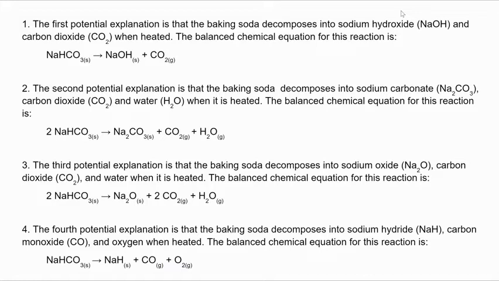It could turn into sodium hydroxide and carbon dioxide gas, or it could turn into sodium carbonate, carbon dioxide gas, and water, or sodium oxide, carbon dioxide gas, and water, or finally it could turn into sodium hydride, carbon monoxide gas, and oxygen gas. Your job is to use stoichiometry and your experimental data set to determine which reaction, 1, 2, 3, or 4, actually occurred when baking soda decomposed.